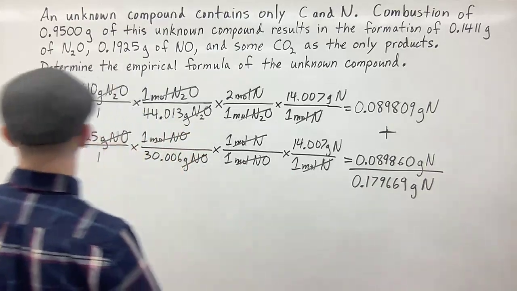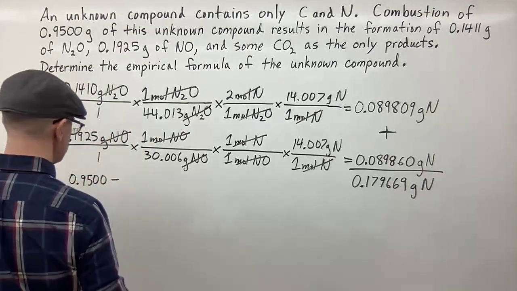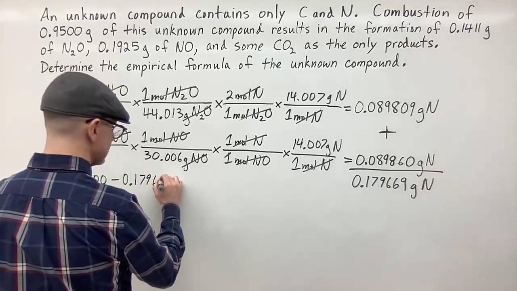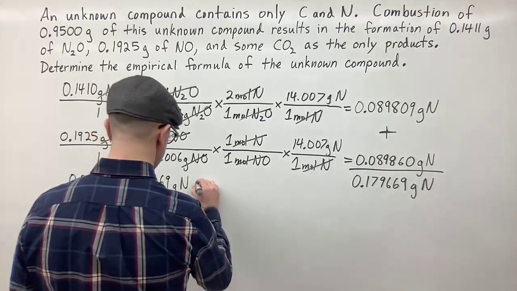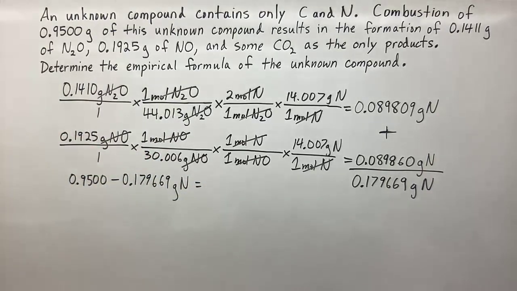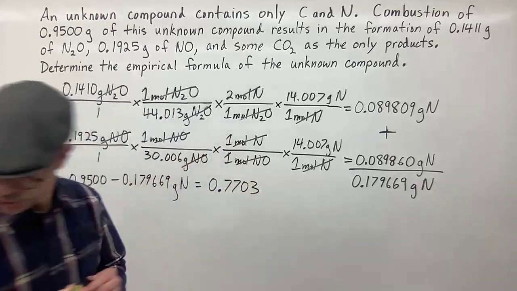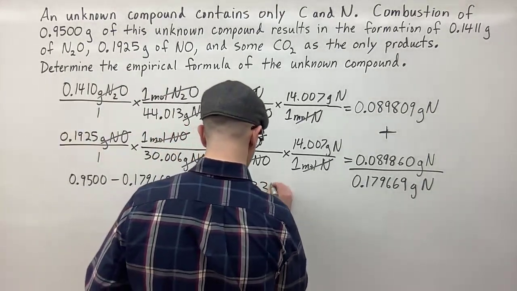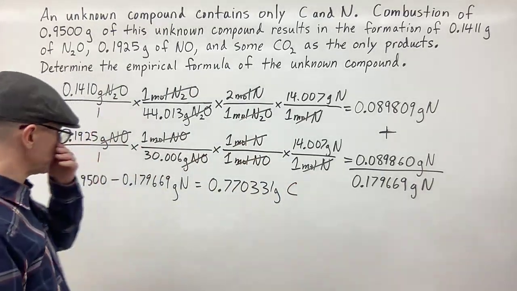So let's do that. I'm going to take 0.9500 and subtract 0.179669 grams of nitrogen, and I'm going to end up with 0.770331 grams of carbon. So this is the mass of carbon in my original sample.